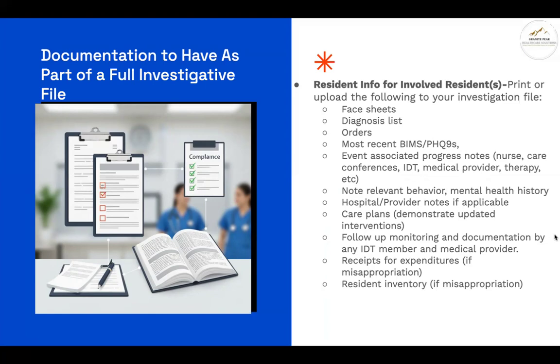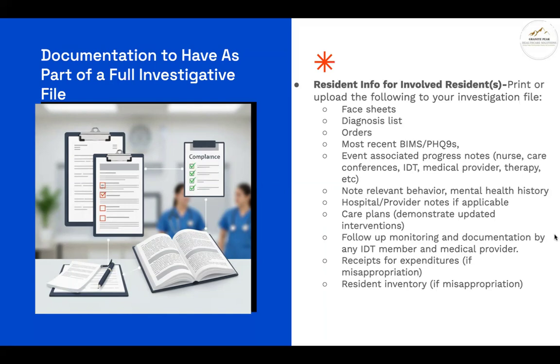Ultimately, what I think is good to have in an investigative file is face sheets, diagnosis lists, orders, their most recent BIMS, PHQ-9s, and any event-associated progress notes. That includes nursing notes, care conferences, IDT, medical provider, therapy, anything that mentions the event. Anybody that mentions it, you're going to want to print that and have that as part of your file. You'll also want to note relevant behavior and mental health history as it's applicable. If the resident or residents get sent to the hospital, you're going to want to have any documentation from there.